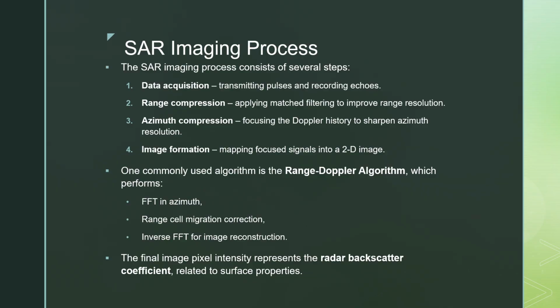One commonly used algorithm is the range Doppler algorithm, which performs a fast Fourier transform in azimuth, range cell migration correction, and an inverse fast Fourier transform for image reconstruction. The final image pixel intensity represents the radar backscatter coefficient related to surface properties.